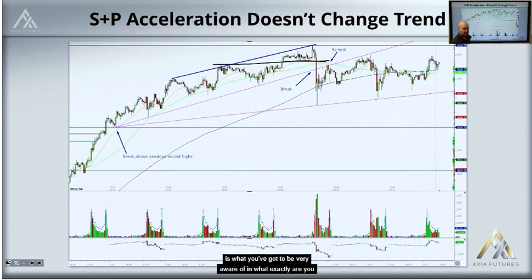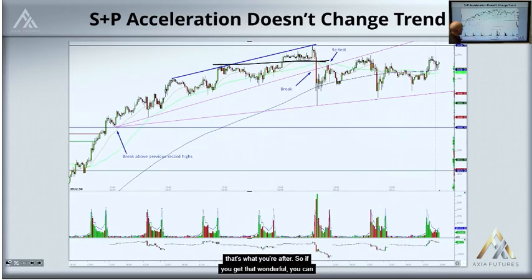But this is what you've got to be very aware of. In what exactly are you playing for when you play the break? And this is such a question that I think everyone should always have in mind. What exactly am I trying to get out of this? If you're looking for a quick move, if you're looking for the liquidation of those long positions, you're looking for fast movement straight down. That's what you're after.